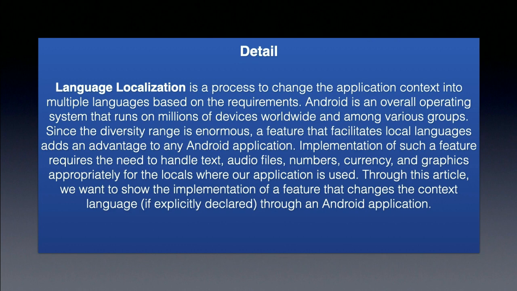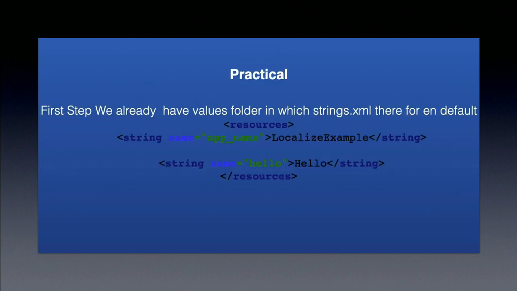So again, localization is a process to change the application context into multiple languages based on the requirements. Android is an overall operating system that runs on millions of devices worldwide and among various groups, as we discussed first. So we have to localize and change that context according to that feature. That's a simple localization process.